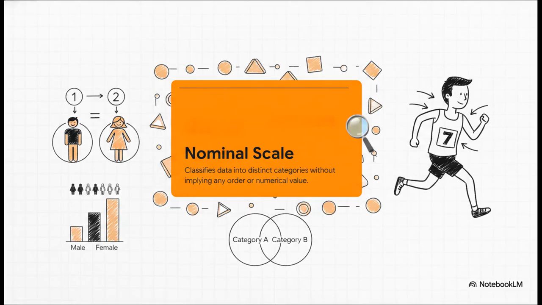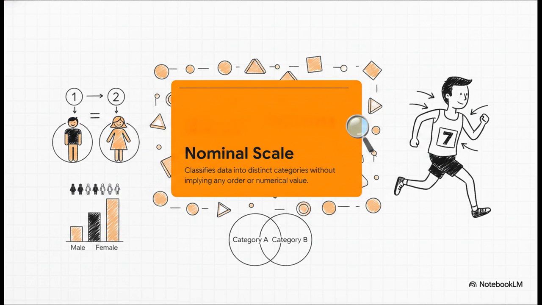At the very bottom rung, we have the nominal scale. It is the crudest form of measurement, but also the simplest. Here, numbers just identify and classify objects into distinct categories. No implied order, no mathematical value. Just like the number 7 on our runner's jersey, the number is only a label.